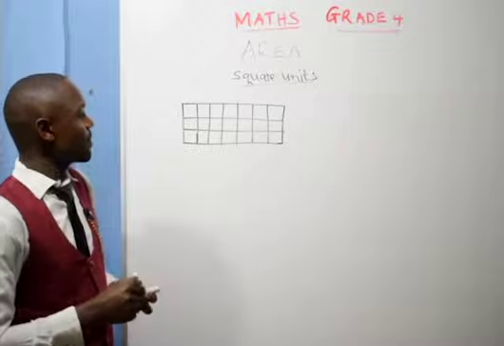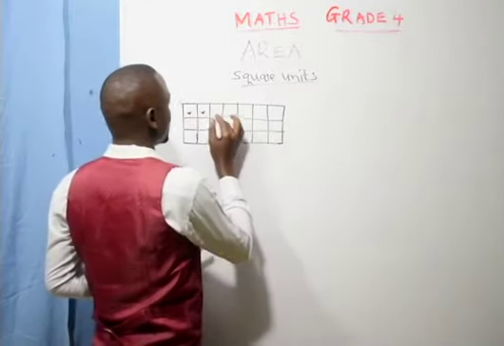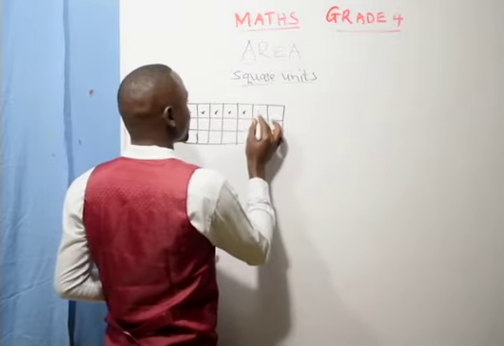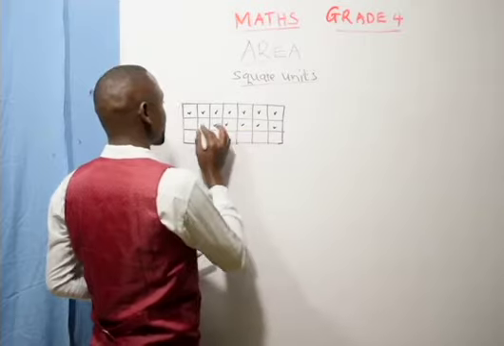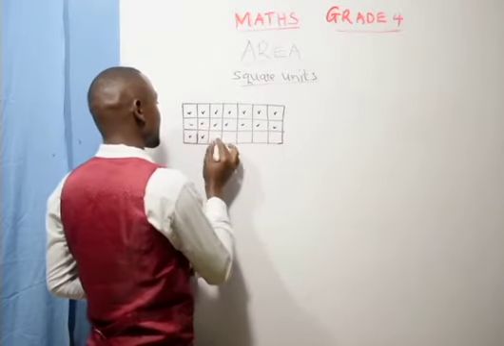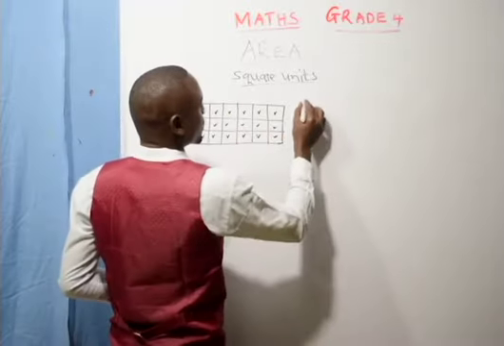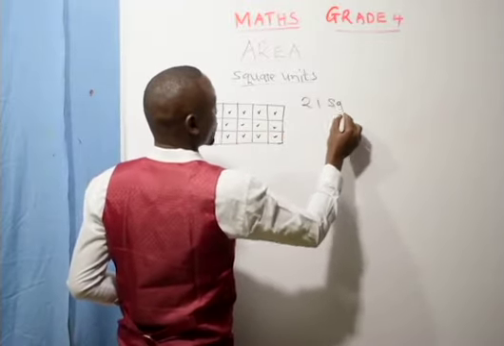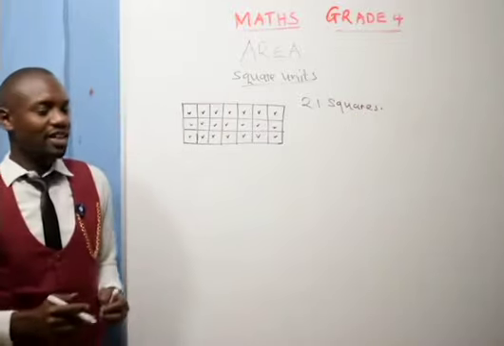We can get the number of small squares through counting. We have 1, 2, 3, 4, 5, 6, 7, 8, 9, 10, 11, 12, 13, 14, 15, 16, 17, 18, 19, 20, 21. So there are 21 squares in that figure.